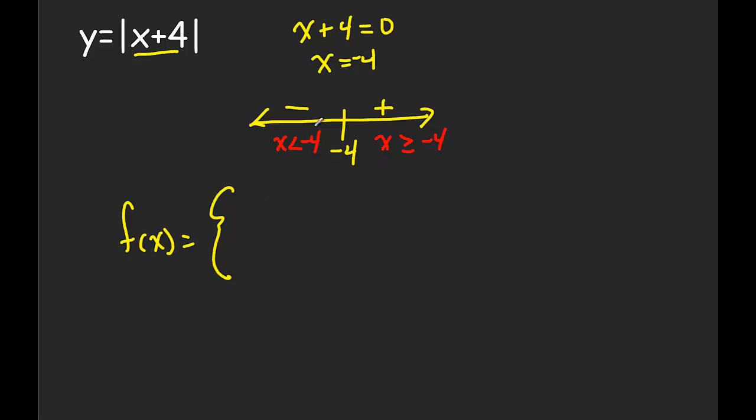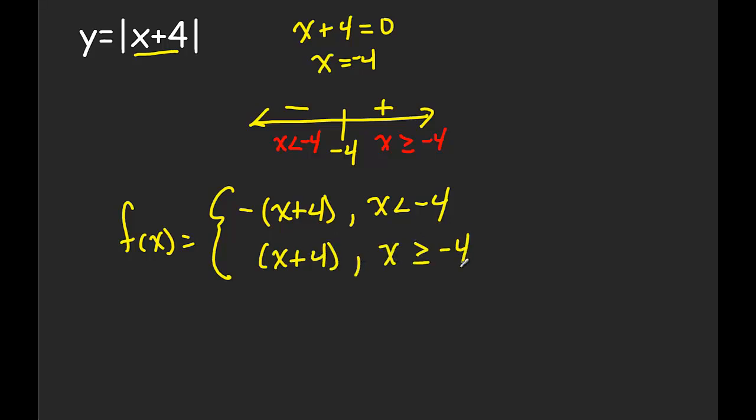Okay, this domain, we put the negative sign in front of the argument. And you don't have to distribute if you don't want to. Comma, x less than negative 4, because that's the negative zone. And the positive zone, x plus 4, for x greater than or equal to negative 4, like so. Okay? Well, let's do one more just for extra practice. And I want to look at this guy.